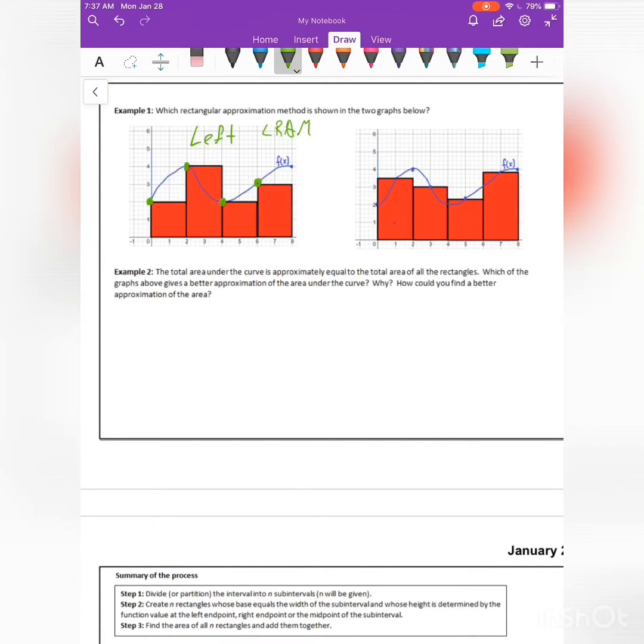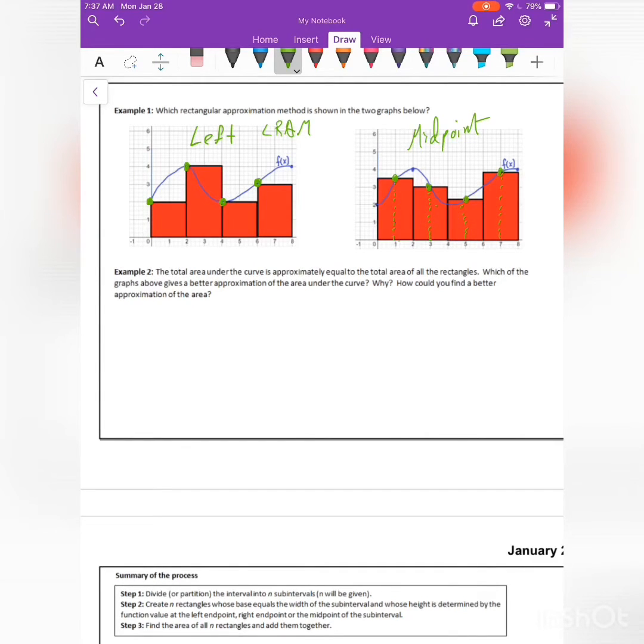The second one is not a right one, because if it was the right, then the right endpoint would be on the curve. This is a midpoint, because the middle of each rectangle is on the actual curve. And if you go down, you'll see that the width of these is 2, so the first one goes from 0 to 2. So at 1, the rectangle is going to be on the curve. At 3, rectangle at 5 and 7, and so on.